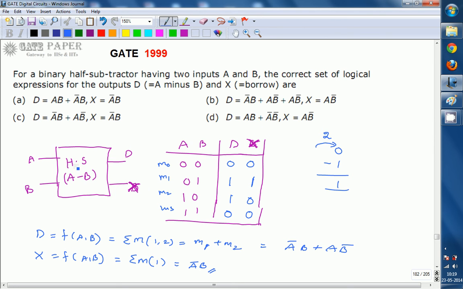So the right option for this one is C. D is A bar B plus A B bar, and X is equal to A bar B. Thank you.